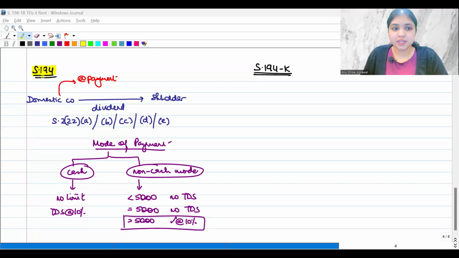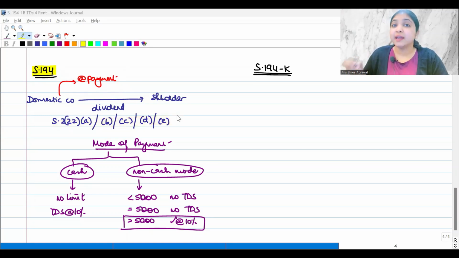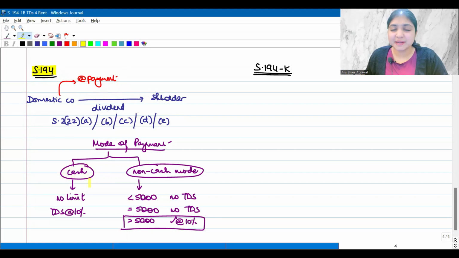So this was our discussion on section 194. Under section 194, we learned that if the domestic company is paying dividend to the shareholder, at the time of payment, the domestic company will deduct tax. The dividend can be any type of dividend, 222A, B, C, D, E. If the dividend is being paid in cash, irrespective of the amount, the tax is going to be deducted at source at the rate of 10%. But if dividend is being paid in any other non-cash mode, up to 5,000, there is no TDS. Only if the dividend is more than 5,000, only then tax will be deducted at the rate of 10%. This is about section 194.